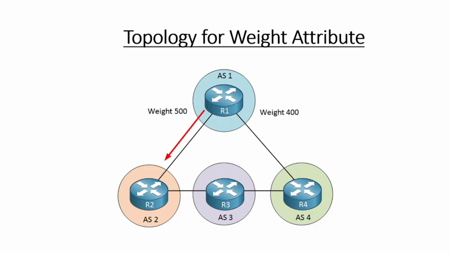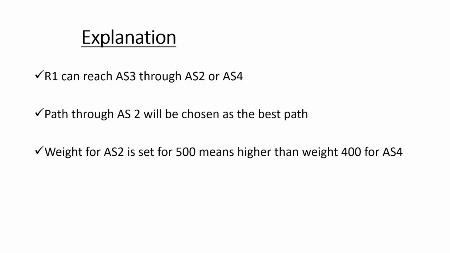This will be the topology for the weight attribute. Say R1 is in AS1, R2 is in AS2, R3 is in AS3, and R4 is in AS4. Now R1 tries to reach R3 via either AS2 or AS4. R1 can reach AS3 through AS2 or AS4, but let's assume the path through AS2 will be chosen as the best path. So we have to set the weight attribute for AS2 higher than for AS4. Say, for example, the AS2 weight is set to 500, which is higher than the weight set for AS4, that is 400. So the path through AS2 will be chosen as the best path.